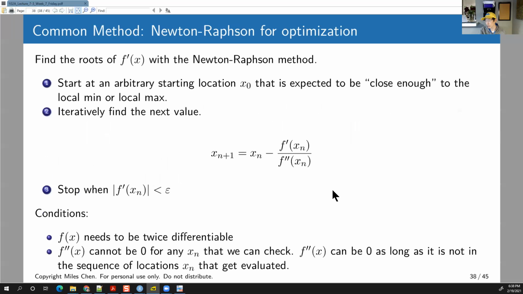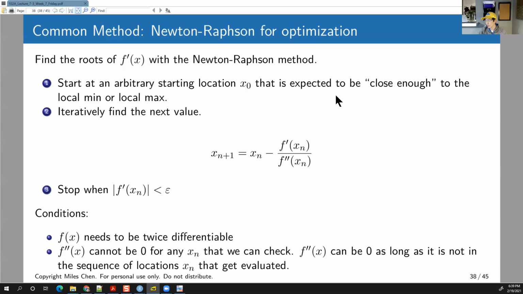Probably one of the most common methods is the Newton-Raphson method. Newton-Raphson is very popular for root finding, and it's very popular for optimization. Basically, you're just going to find the roots of f prime. If you find the roots of f prime, that will give you the critical points of f, which will correspond to local minimums and local maximums. You have to start at some arbitrary starting location that is expected to be close enough to the local min or local max. Again, this is a little bit tricky, but you could use some kind of method to help you get close to the local min or local max.